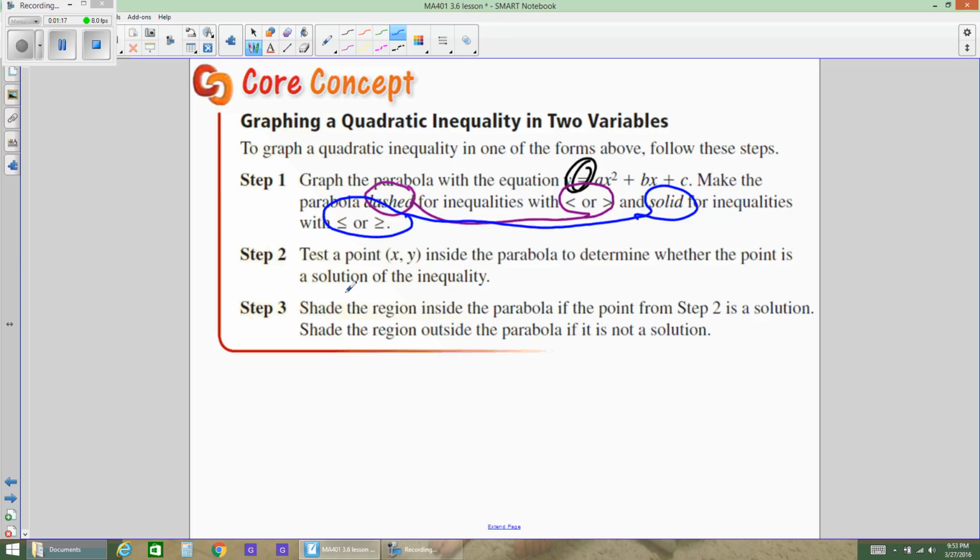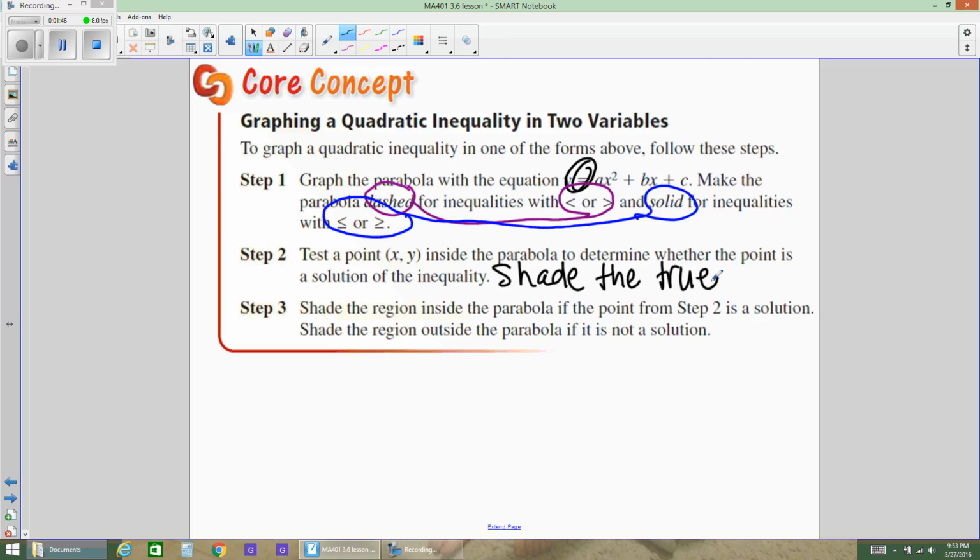All right, step 2 is our important part here. That is where we do our test point. And we want to graph where it's true. And so I like to just say to myself, shade the true. So the true region is going to be the shaded region because that is where all of the solution points are for our inequality.